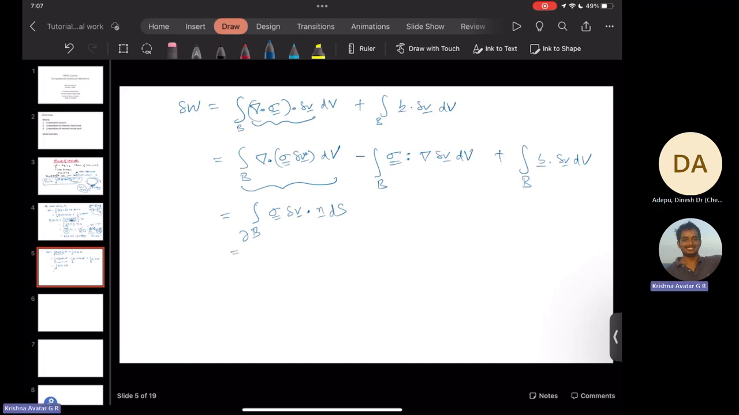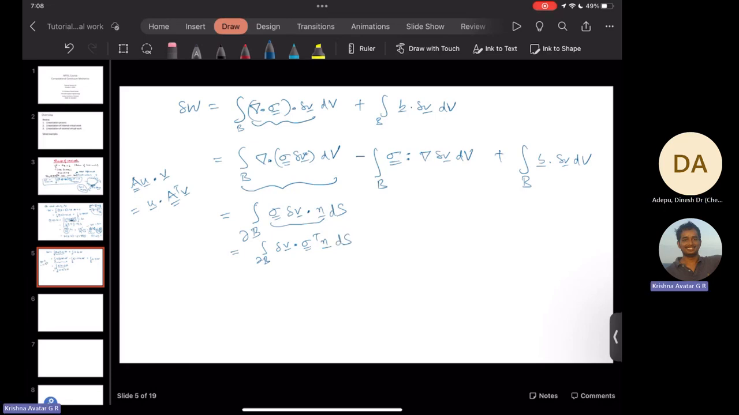Now there is again another vector property, I mean this tensor property. If A is a tensor, then U dot A V is equal to A transpose U dot V. This is just one property of these tensors, and I'm using that. So A is sigma here, U is delta V, and V is n. And then this is ds.